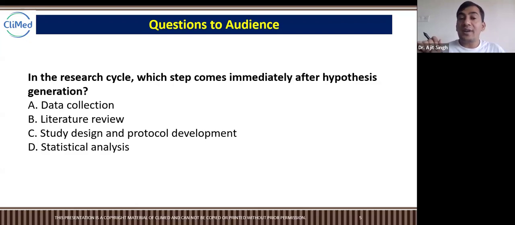Can someone write me the entire research cycle here? Can someone tell me the research cycle? From where it starts and where it ends? Any one of you? Can someone tell me what is the research cycle, guys? Fast. No time. Defining the problem? You can write in one message, not one by one. Research cycle steps. Anyone?